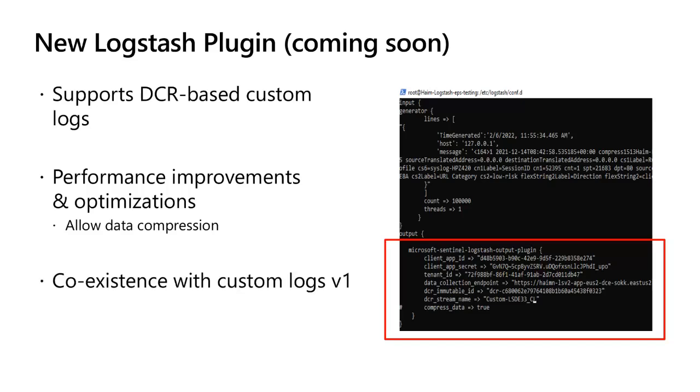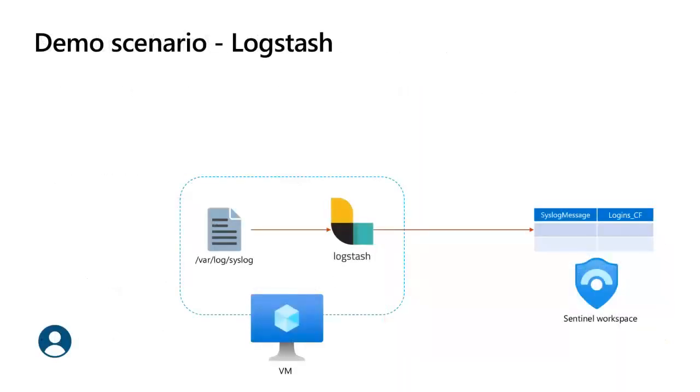It can coexist with the custom log v1 plugin. So in the same Logstash pipeline configuration file, I can have both plugins. The old plugin may be sending to a custom log table, and I can have the new plugin in the same pipeline file just sending data to a standard table, for example. This new plugin also allows for better error handling and new telemetry that is sent into the service. So when is Logstash needed in this whole story?